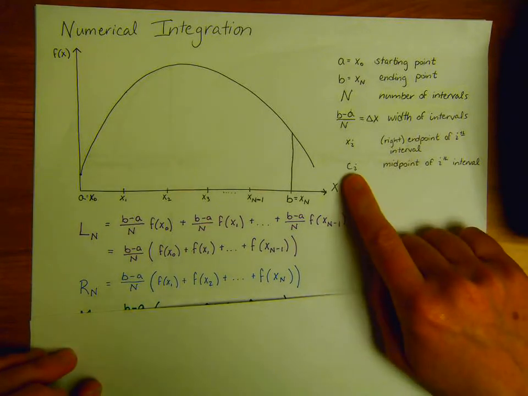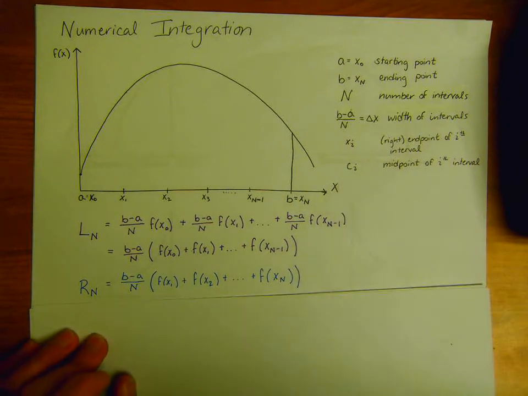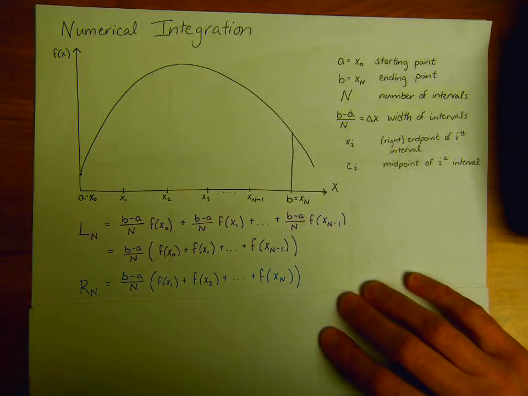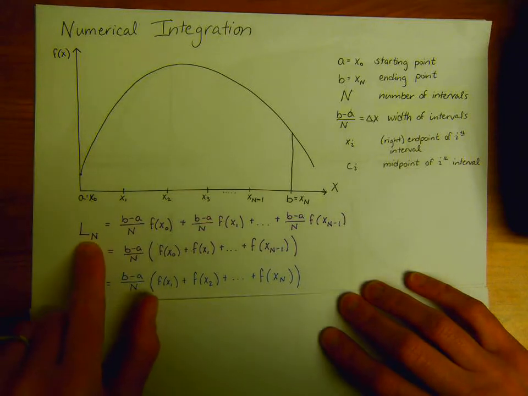I'm going to add some new points too, because in addition to the right-hand and left-hand rules, we'll talk about a midpoint rule and a trapezoid rule. That's what we're building towards in this video. Before we get there, let's review the left-hand approximation, L sub n.